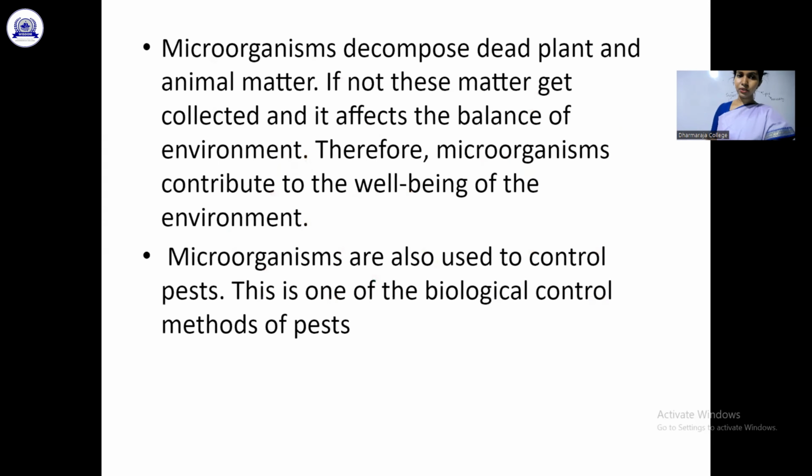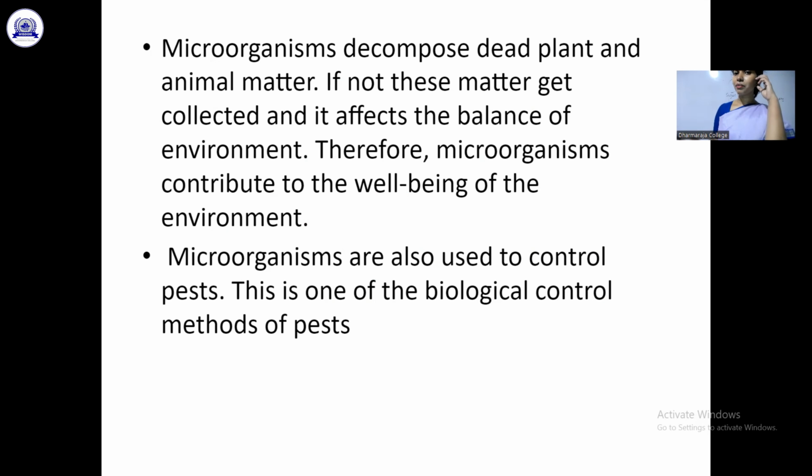And then comes the next one, microorganisms also do a very important function for our world, that is decomposition. And so what they do is, they will decompose or decay the dead organic matter.